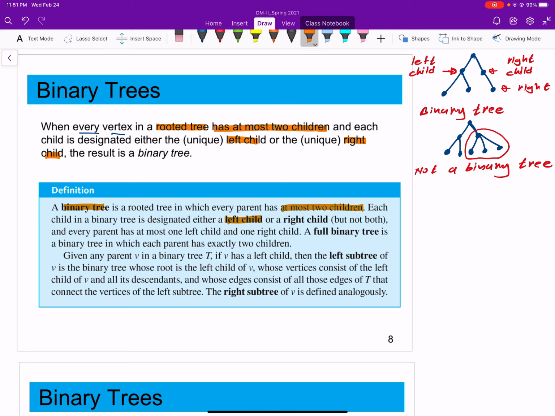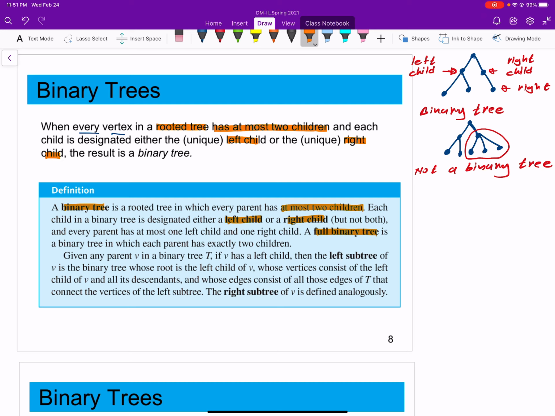Okay, you know what the left child is, what the right child is. And every parent has at most one left child and one right child. It doesn't matter if you don't have a right child or a left child. It can happen, right? So at most means the maximum is one right child and one left child, but we don't care whether they have a right child or not. That's not important.